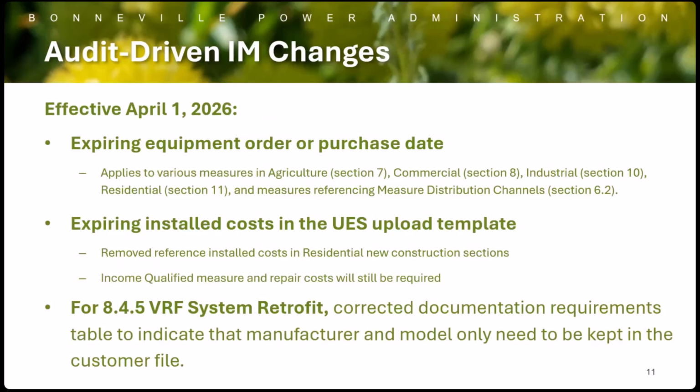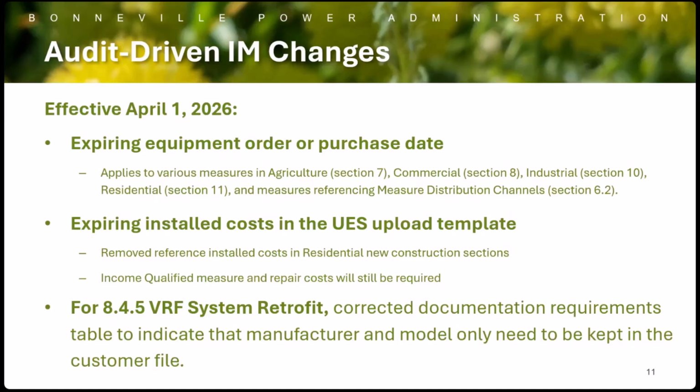So effective April 1st, we are expiring a couple documentation requirements. One is the order and purchase date to be included on your cost documentation. That does impact many of our sectors, so agriculture, commercial, industrial, residential, and the measure distribution channels. The specific sections that those are impacting are called out in the change notice that will be published in the IM. You'll see the full list of that in that list.